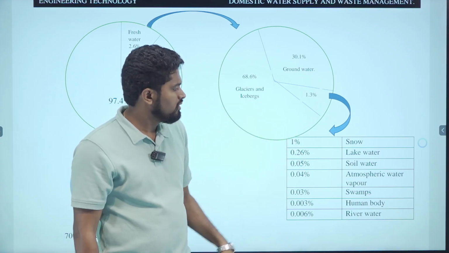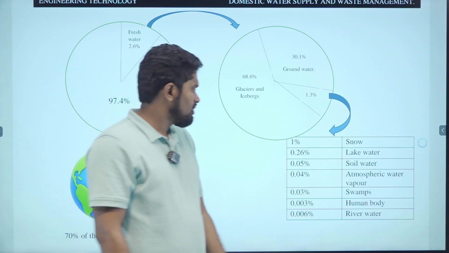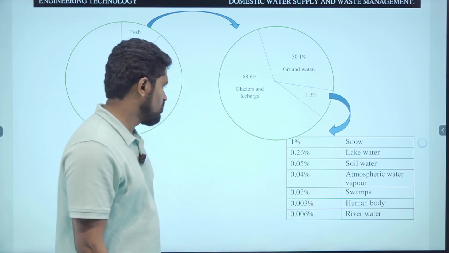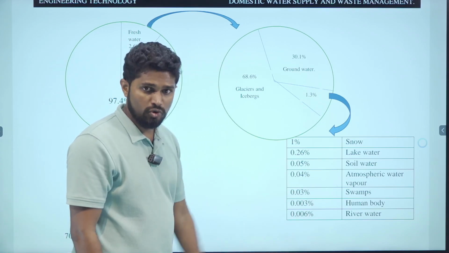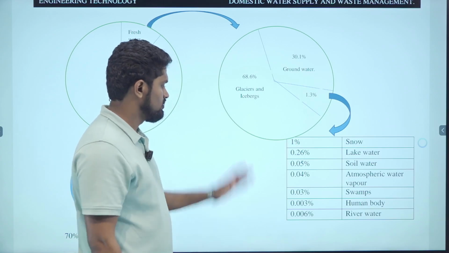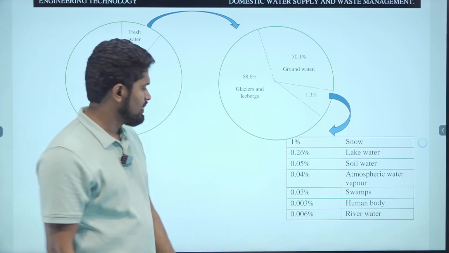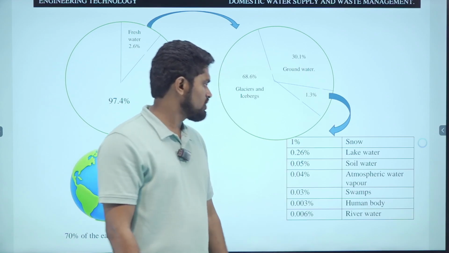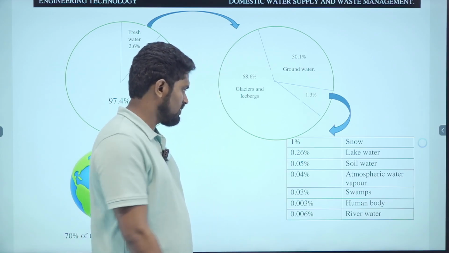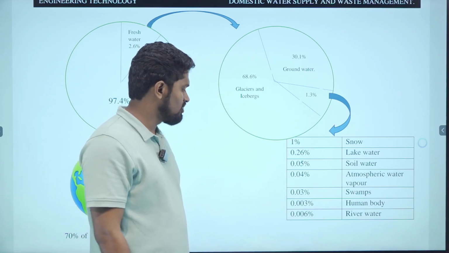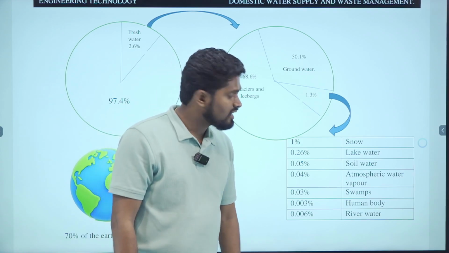Yes, another 1.3% as heaven like this way. 1% snow, 0.26% lake water, 0.05% as soil water, and 0.04% atmosphere water vapor, then 0.03% swamps, 0.03 guys, human body, and 0.006 river water.